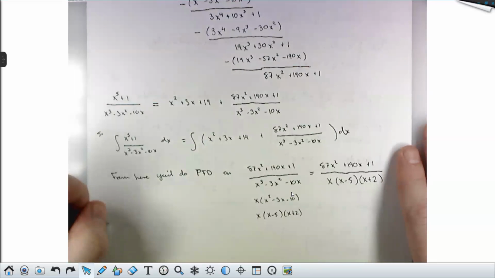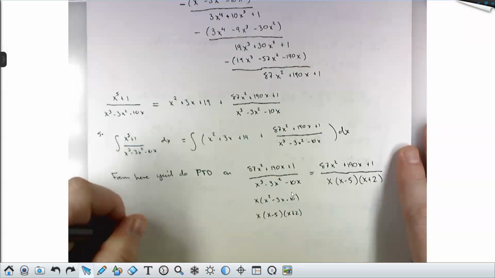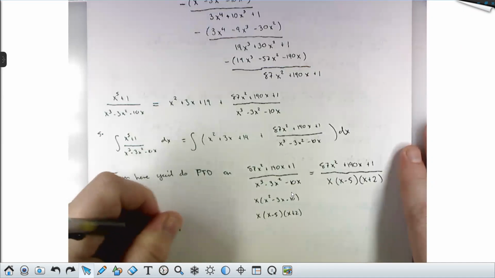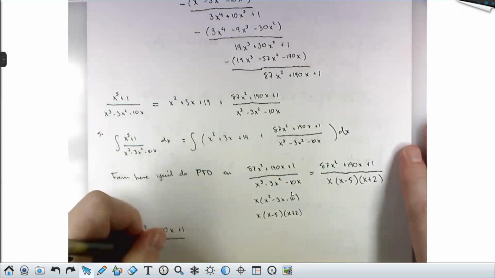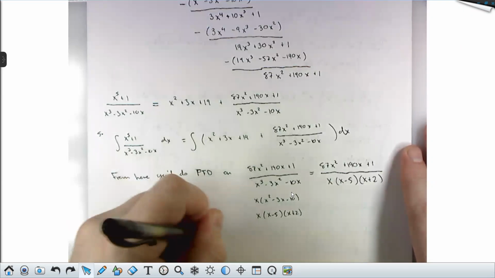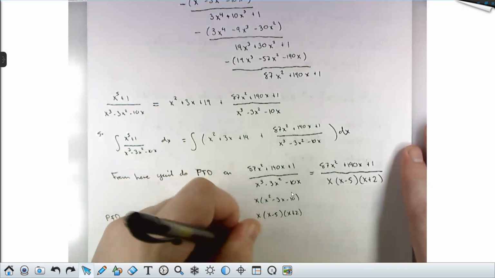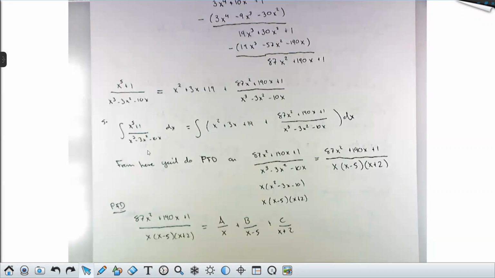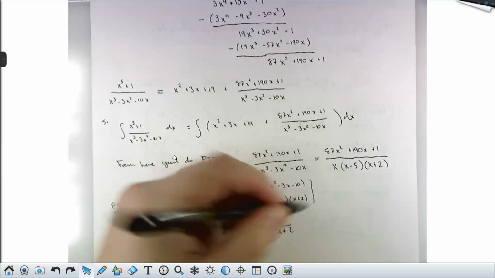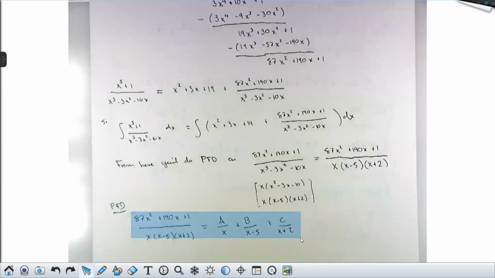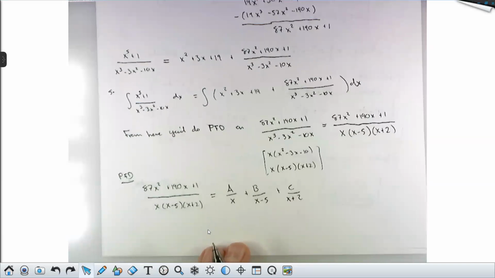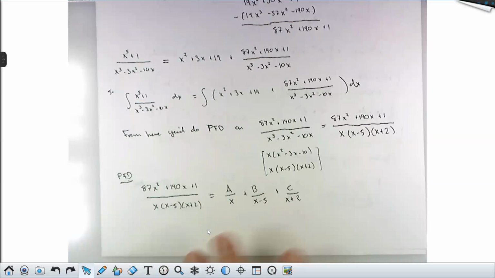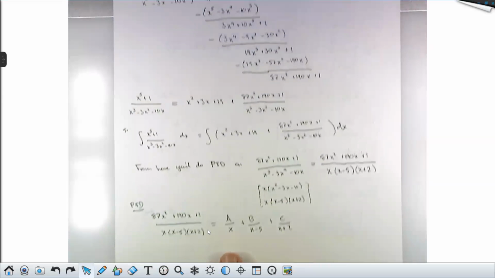So your PFD setup would look like 87x squared plus 190x plus 1 over x times x minus 5 times x plus 2 equals a over x plus b over x minus 5 plus c over x plus 2. So we step aside from the integral and just go back to doing more algebra, right? We would clear out the denominators, solve for a, b, and c, and then plug that whole thing back in here, and then we would know how to integrate. Now, a, b, and c here could be quite nasty. I'm not going to wrap it up because it's burned enough time on this, and these partial fractions things can be quite time consuming. But this is the strategy. Are there any questions on what we've done here or how you would finish this problem?